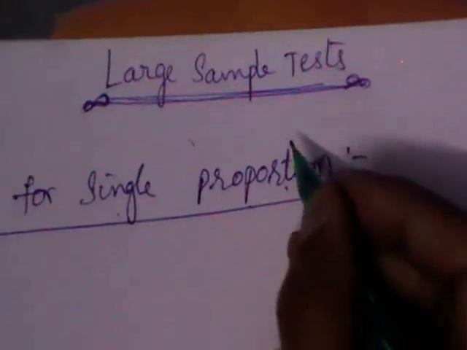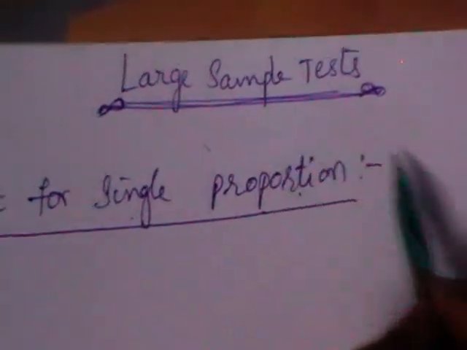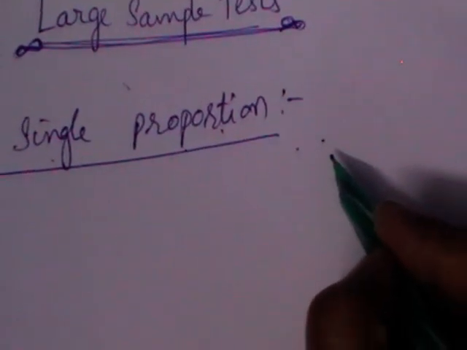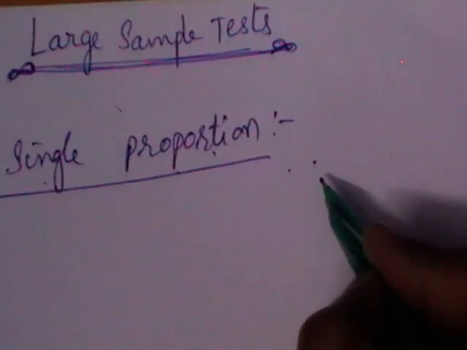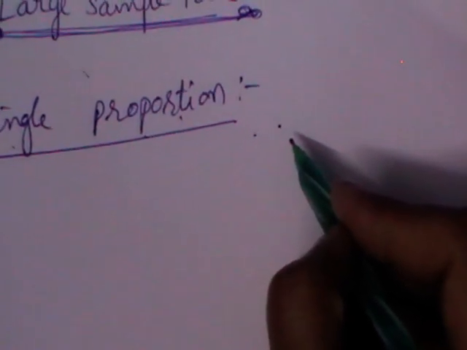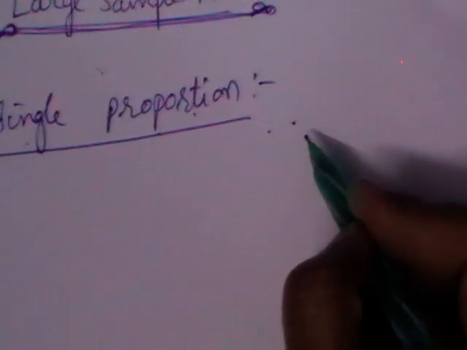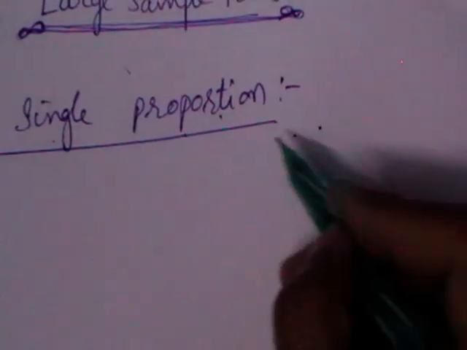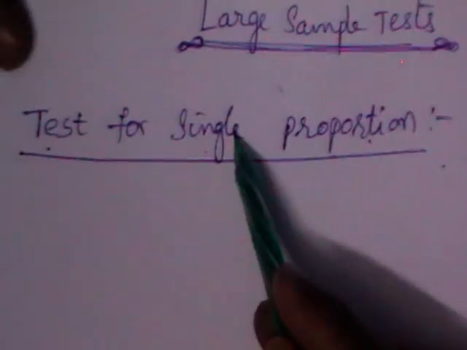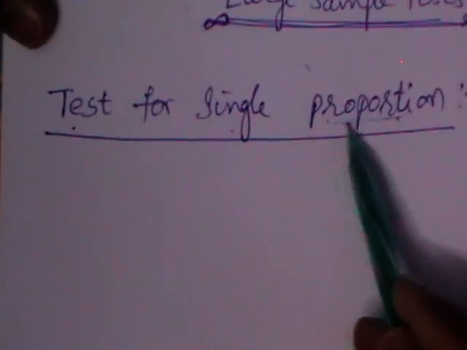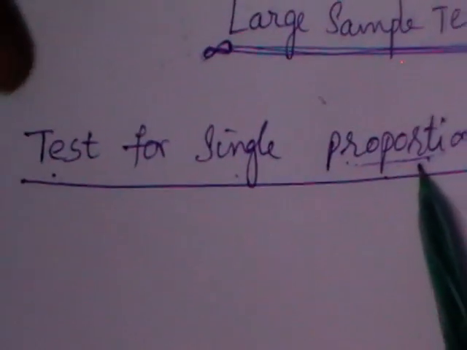You know that the basic steps in conducting any test are describing the sample data, writing the null hypothesis, writing the alternative hypothesis, writing the test statistic, its distribution, and acceptance or rejection. These are the steps involved in any test procedure. So here, the test for single proportion. The statistic on which we are concentrating is proportion.